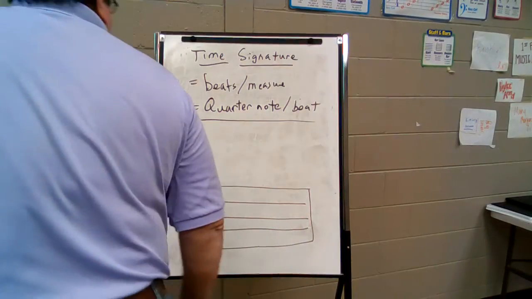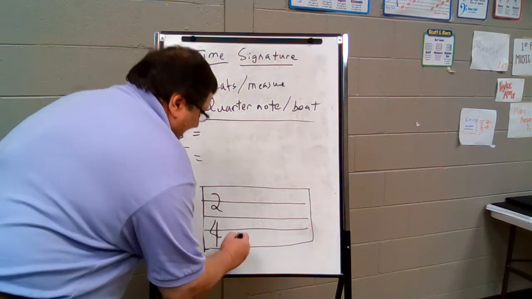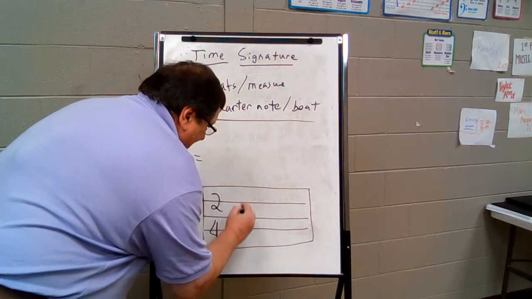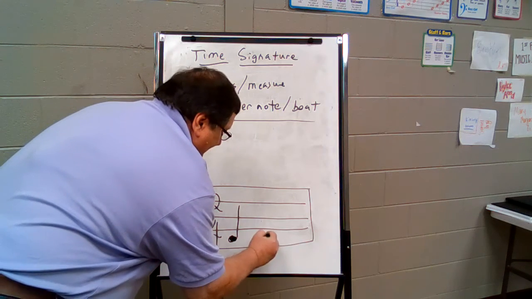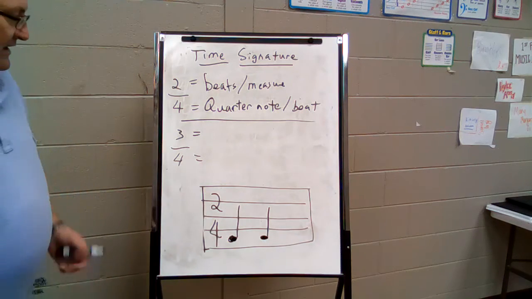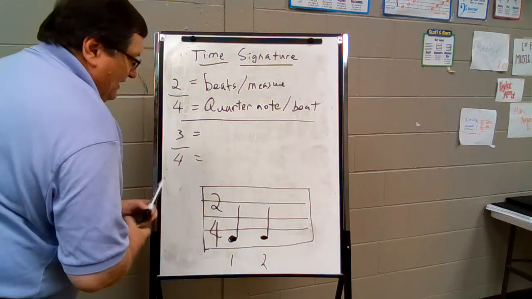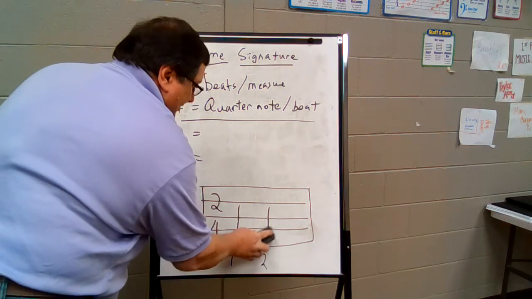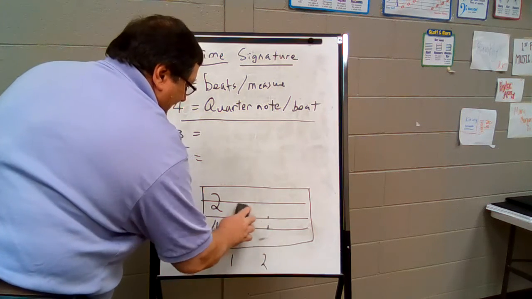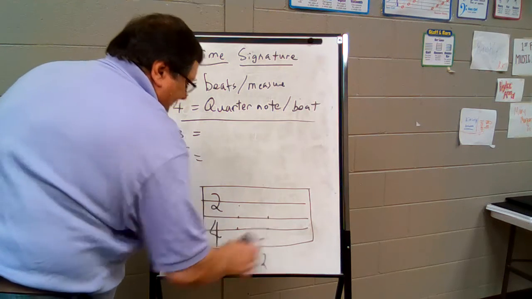Okay? So the 2 beats per measure, that means if we have a 2/4 measure here, we can only have 2 quarter notes in the measure, okay? So that would be 1, 2, and then the next measure would happen, okay? Now, if I was going to put another type of note value in this measure, we can use it. It's going to take a minute to erase it here.